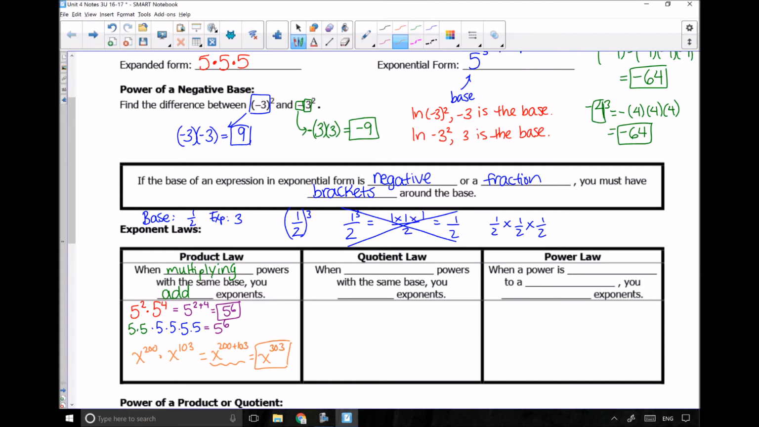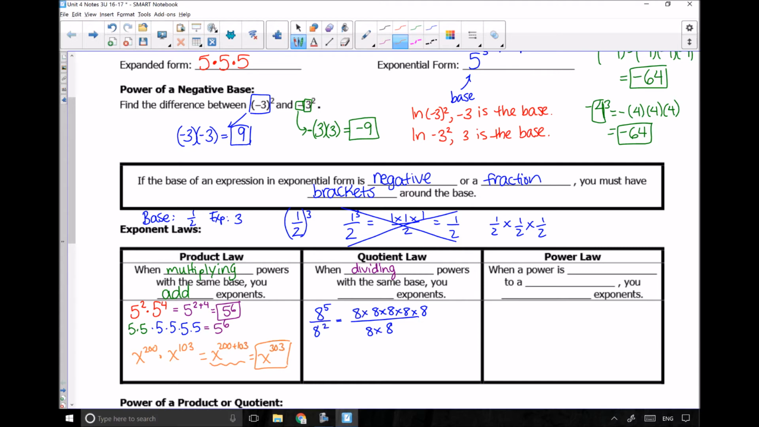Okay, so now the next one is the quotient law. And remember, the word quotient means to divide. So when dividing powers with the same base, this time we're going to have to do something different. So let's figure out what we have to do. So for example, if I had 8 to the power of 5 divided by 8 to the power of 2, what that means is 8 times 8 times 8 times 8 times 8 all over 8 times 8.